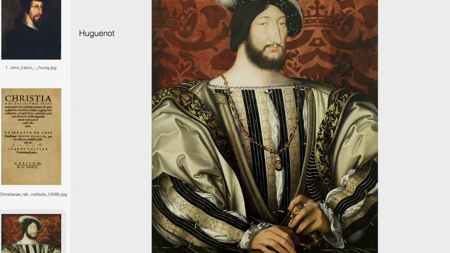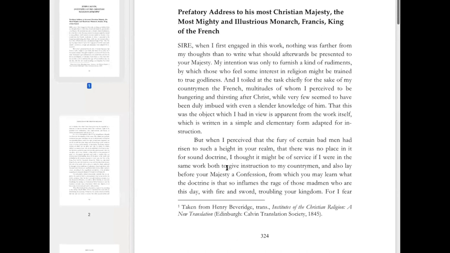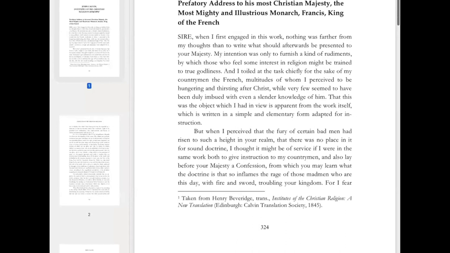So let me share with you a few pages from Calvin's Institutes. And this again is taken from our book, Reformation Theology. So, he says, when I first engaged in this work, nothing was farther from my thoughts than to write what should afterwards be presented to your majesty. My intention was only to furnish a kind of rudiments by which those who feel some interest in religion might be trained to true godliness.